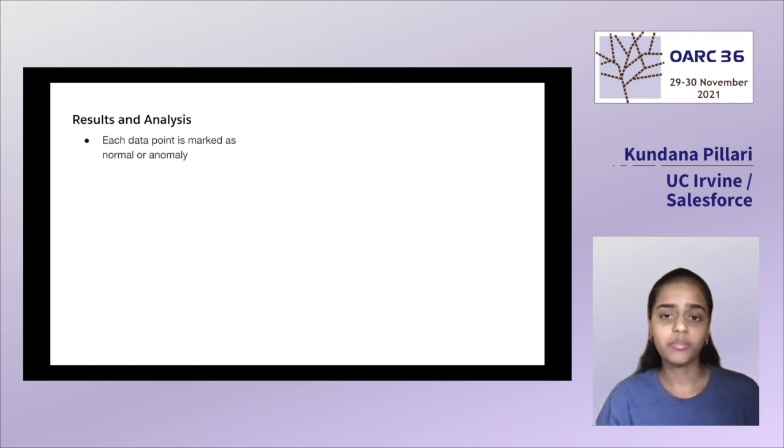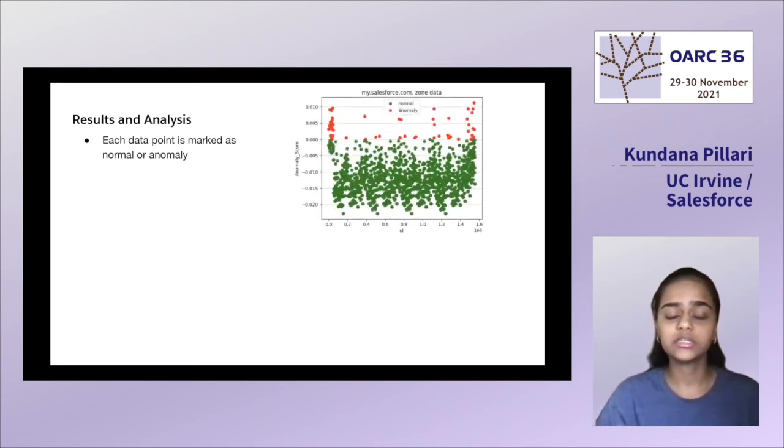The output from the model is the same data you feed into it, but additionally, it marks each data point as normal or anomaly. And it also gives you a specific anomaly score, where the higher the score, the more anomalous the data point.